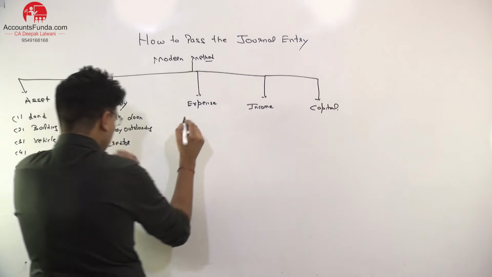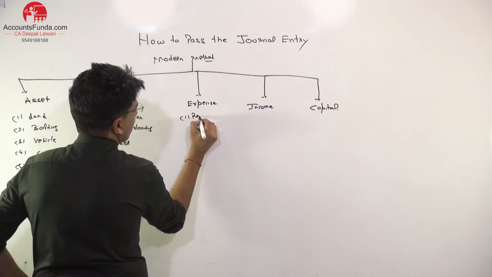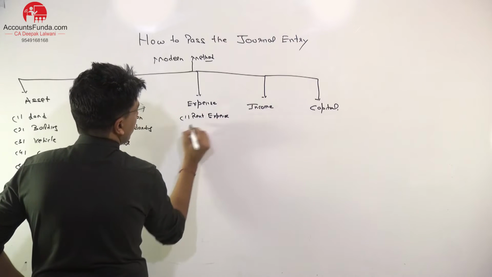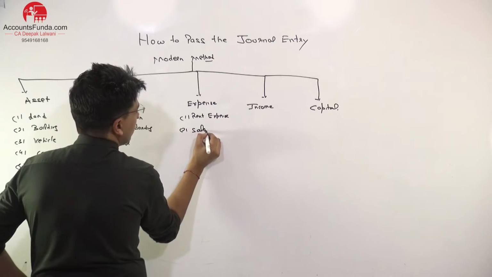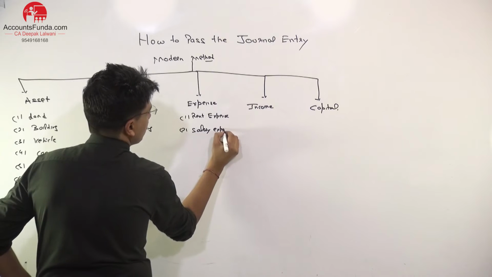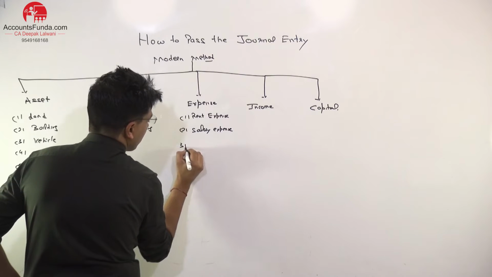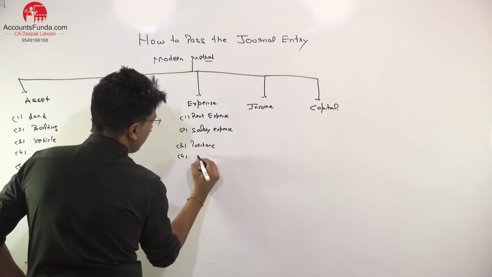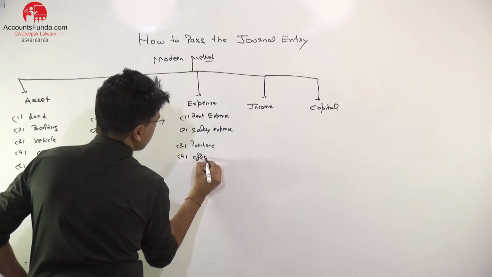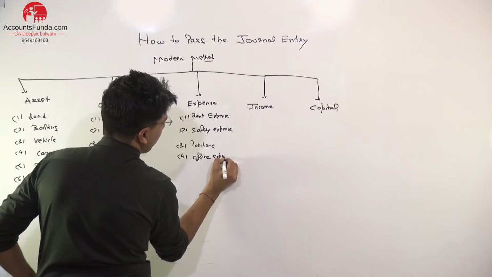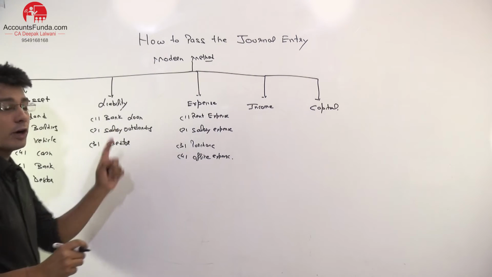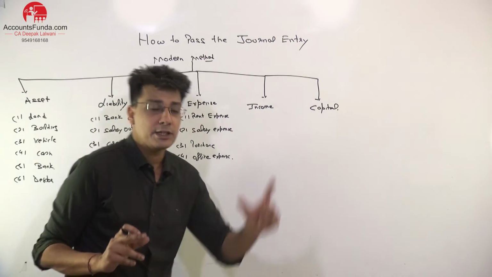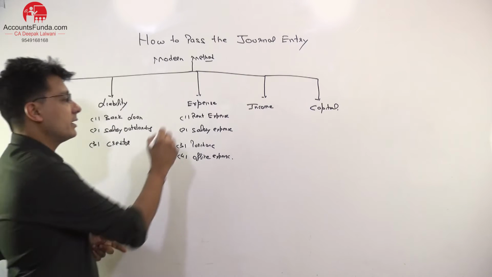What is an example of expense? Like rent expense, where the company incurred rent, salary expense, the company purchased the goods, purchases, the company incurred office expense. There are hundreds of expenses you can write: audit expense, entertainment expense, traveling expense, postage expense. All the expenses are clubbed under this heading.